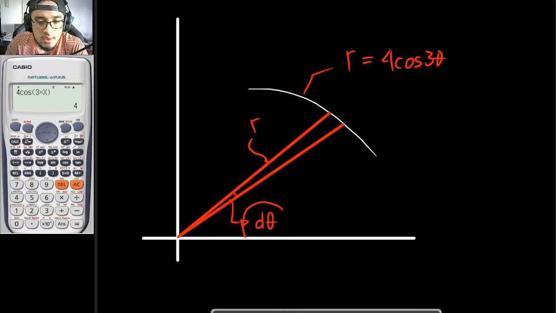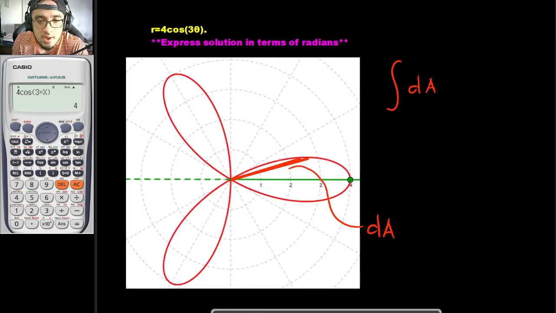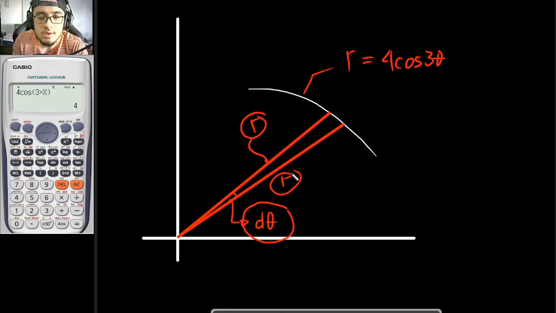Since your d theta right here is very small, we are to assume that this r right here is the same as this one right here. Though it may not be true, since as you can see, your graph is leaning at this point right here, we assume that this r is equal to this r because our d theta is very small.